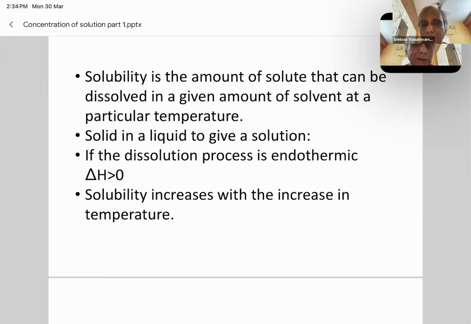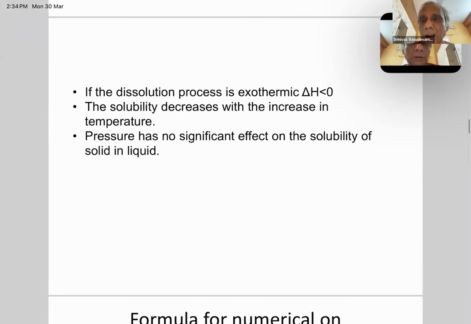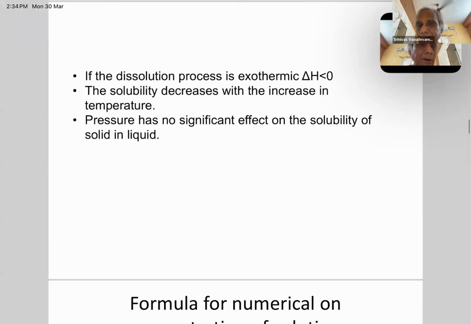Solubility increases when the temperature is increased. Therefore, the solubility of a substance will increase as the temperature increases. In some cases, dissolution of a solid in a liquid to give a solution is an exothermic process. In such cases, solubility will decrease when the temperature is increased. Pressure has no effect on the solubility of a solid in a liquid.